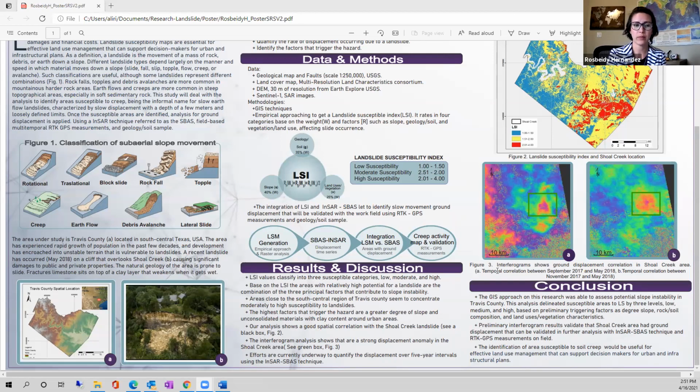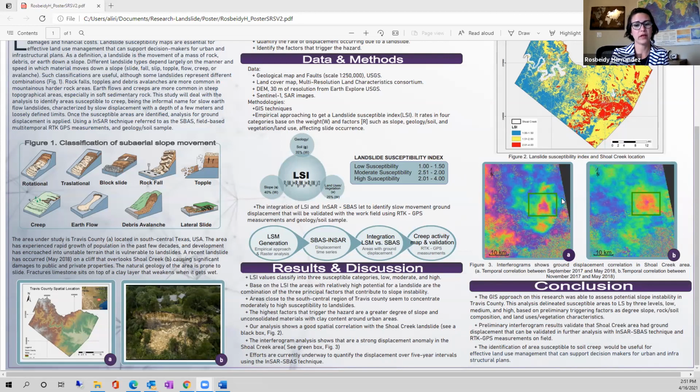As a conclusion of my preliminary study, the approach in this research is to assess potential slope instability in Travis County. This analysis delineates areas susceptible to landslide by 3 levels, low, medium, and high, based on preliminary triggering factors such as the degree of the slope, rock salt composition, and land use and vegetation characteristics. Preliminary interferogram results show that the Shoal Creek area had ground displacement that can be validated in further analysis with the SRS technique and RTK GPS measurement in the field.